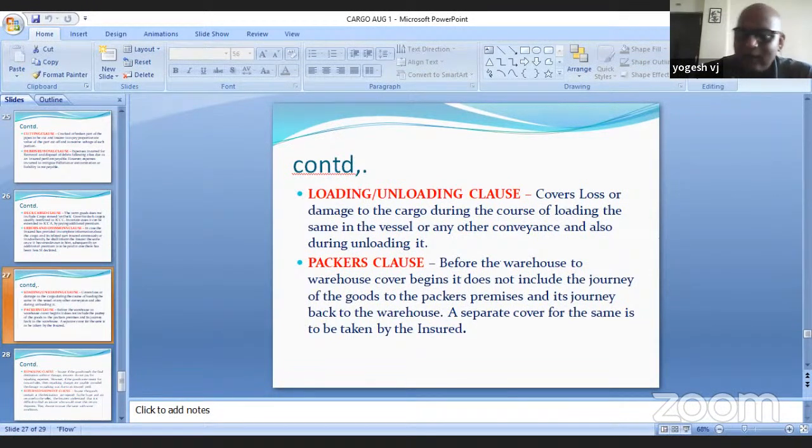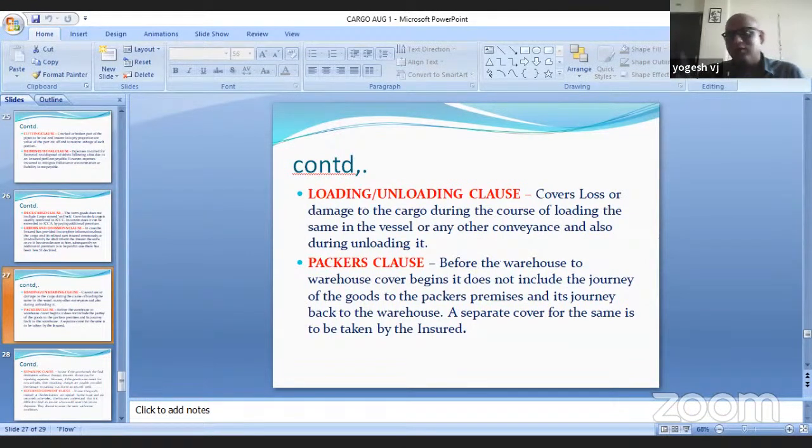Packers clause. Before the warehouse to warehouse cover begins, it does not include the journey of the goods to the packer's premises and its journey back to the warehouse. Most of the times there are units that prepare goods, but they do not pack them. There are a lot of units in B1D like that. बहुत सारा units है जो एकदम high end products को सिर्फ pack करता है. Because the actual company just produces the product, it does not pack it.